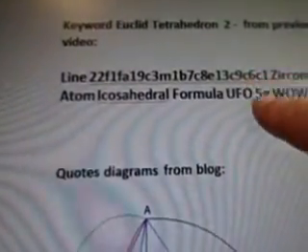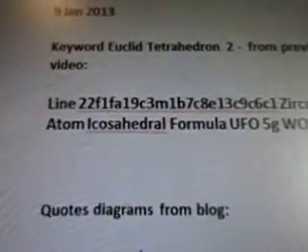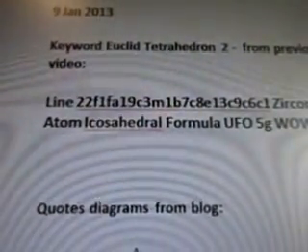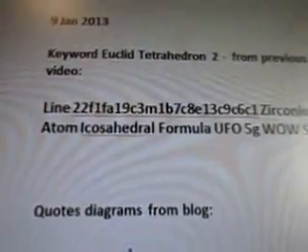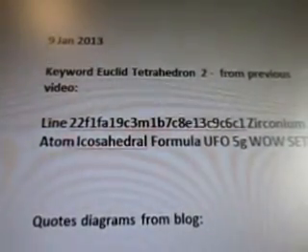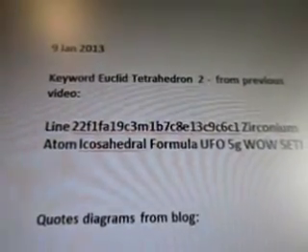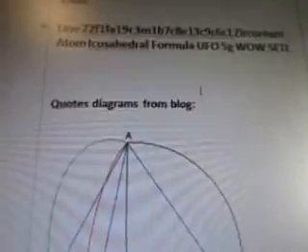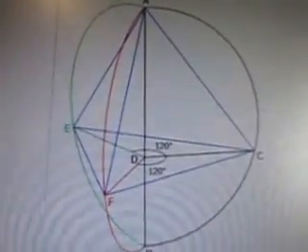This is the one you want to watch. It's got some really cool formula ideas in it. Line 22f1fa19C3M1b7C8E13C9C6C1. Zirconium atom Icosahedral formula UFO 5G Wow Seti. Actually, I should add the word core in there, but that's okay. Quotes, diagrams from the blog.